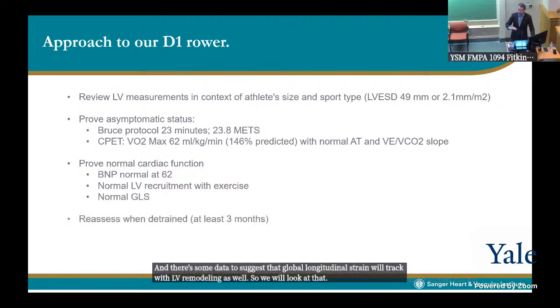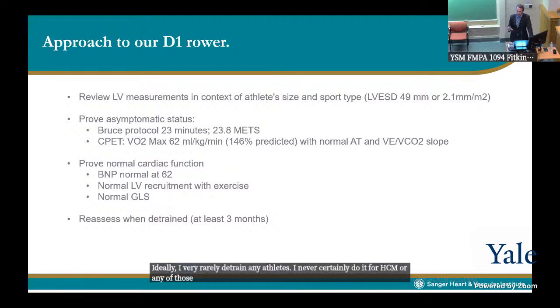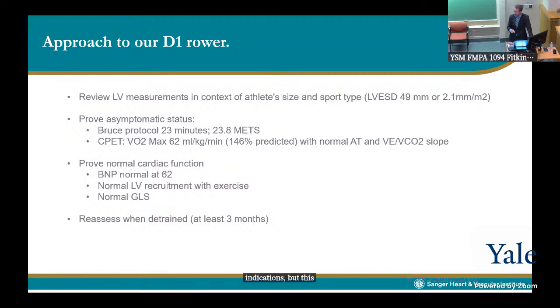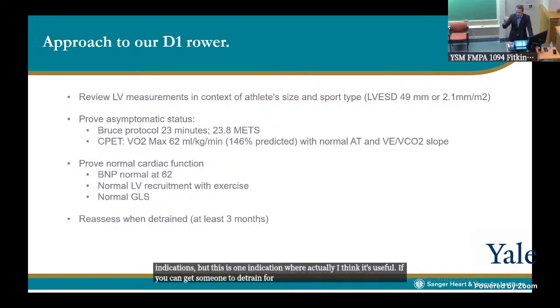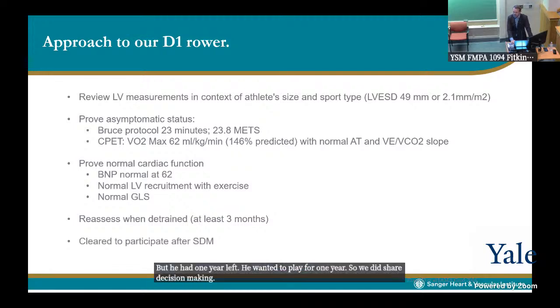Ideally, I very rarely detrain any athletes. I certainly never do it for HCM or any of those indications, but this is one indication where I think it's useful. If you can get someone to detrain for a period of time and you see the LV and all the chambers come down in size, sometimes they go well below any surgical threshold and everyone feels a little bit better about it. But he had 1 year left. He wanted to play for 1 year. So we did shared decision making and he continued to participate.